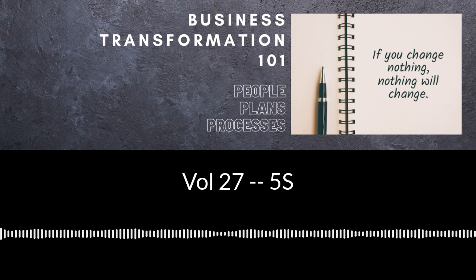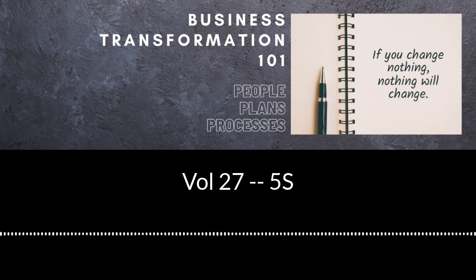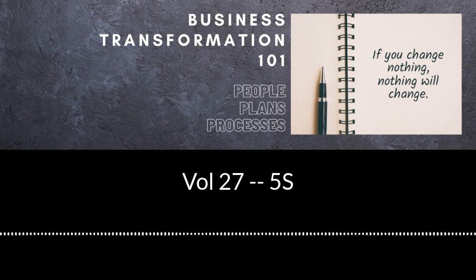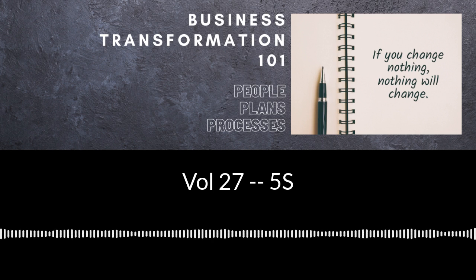The fourth S is standardize. The objectives for the standardize phase are define the standards for sort, straighten, and shine phases. All people in the workspace should know the standards. Standard work should be in place to maintain the standards, and there should be activity to continuously improve the standards.